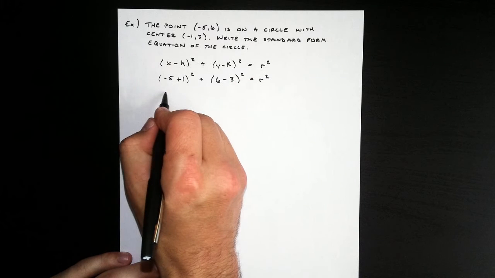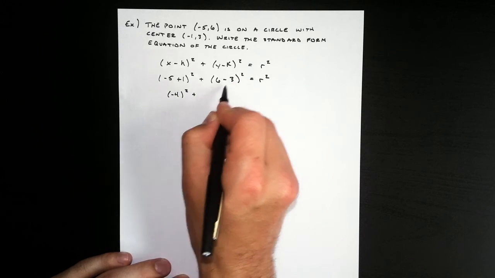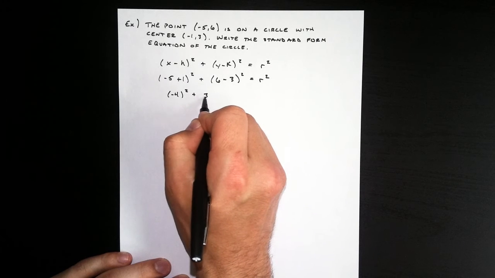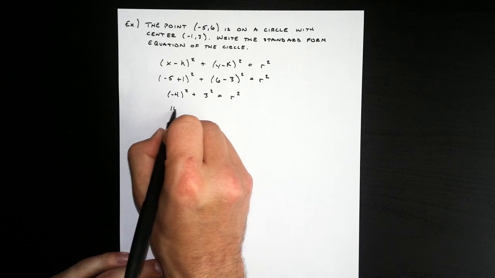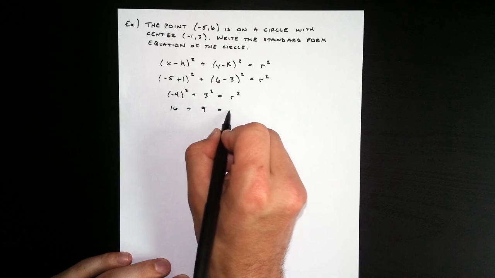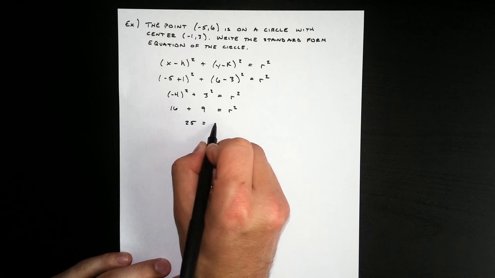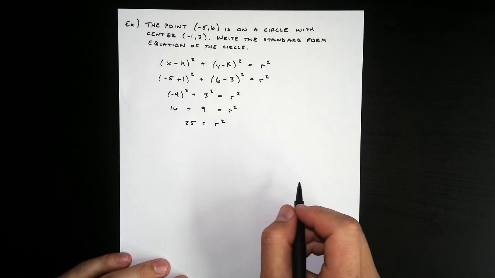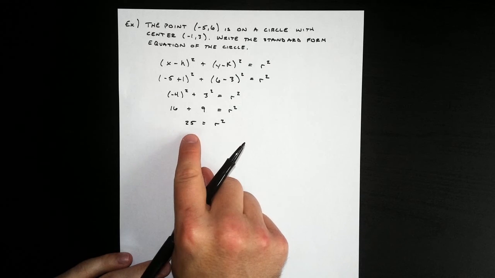So let's see what we end up with. So here we get -4 squared. 6 minus 3 is 3 squared. 16 plus 9 is equal to r squared. So r squared is 25. And then taking the square root of both sides, we end up with the radius of 5.